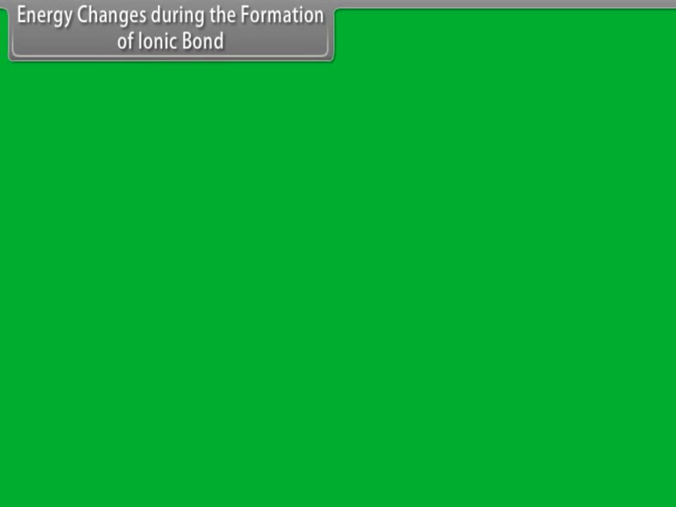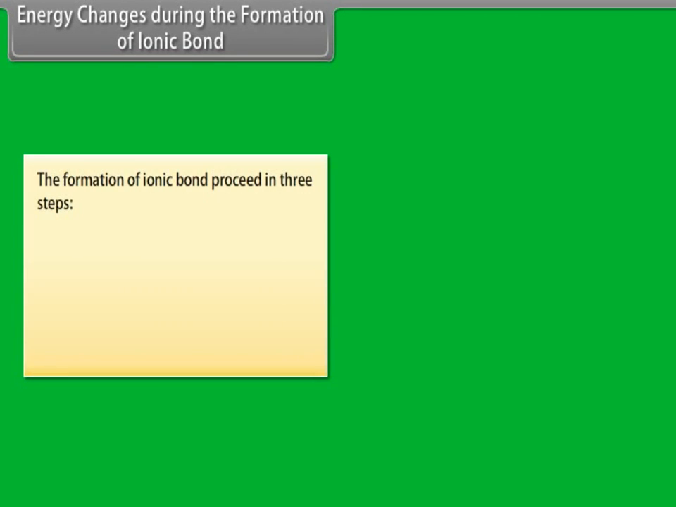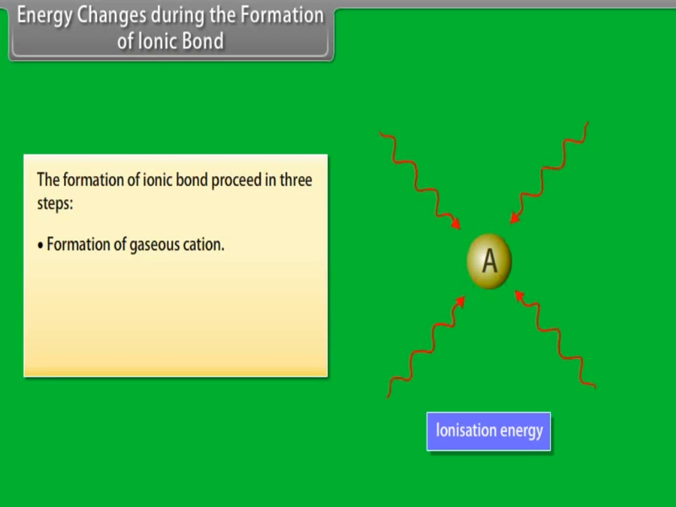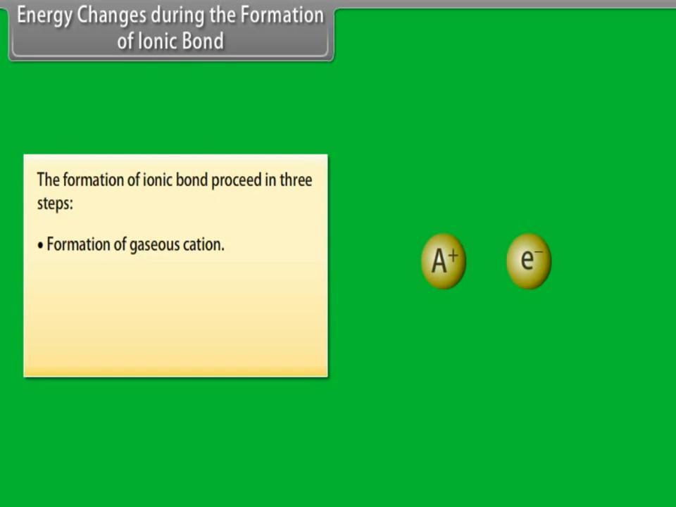Energy changes during the formation of ionic bond. The formation of ionic bond proceeds in the following three steps. Step first, formation of gaseous cation. The energy required for this step is called ionization energy.